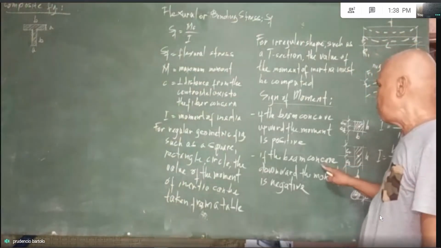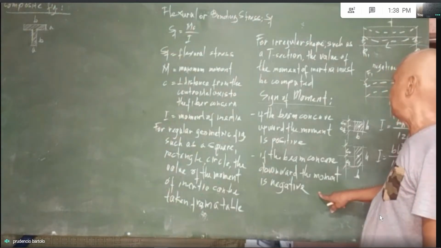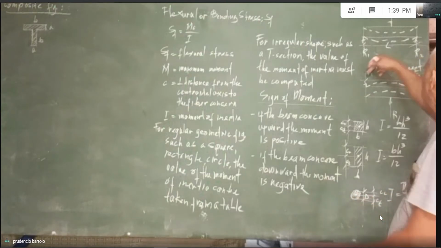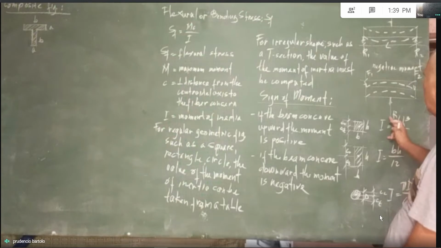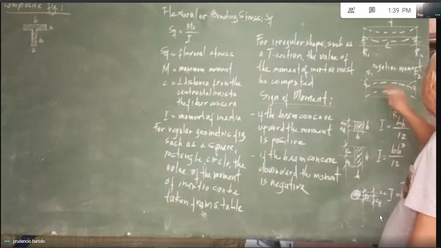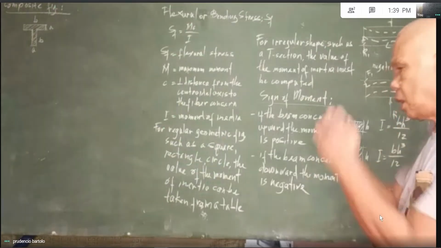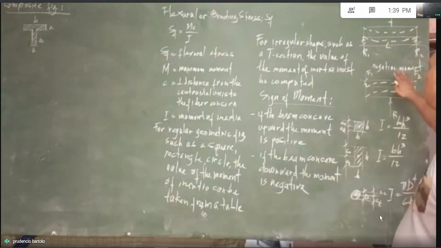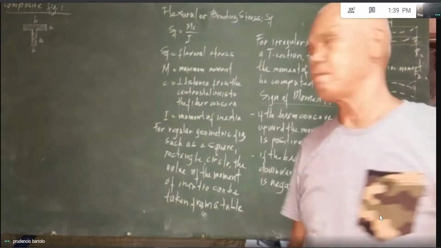If the beam is concave downward, the moment is negative, meaning we have here two forces vertically downward with a support in here. The tendency for this beam is to deflect in this manner, which, as you can see, is concave downward. So the moment we have in here is a negative moment.